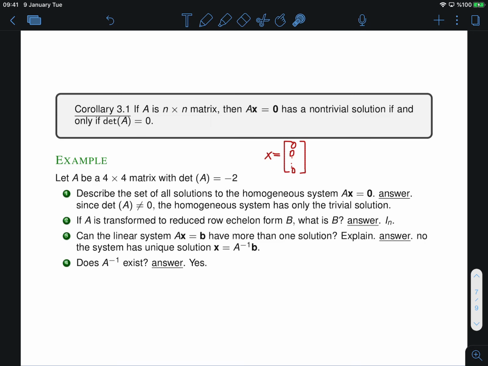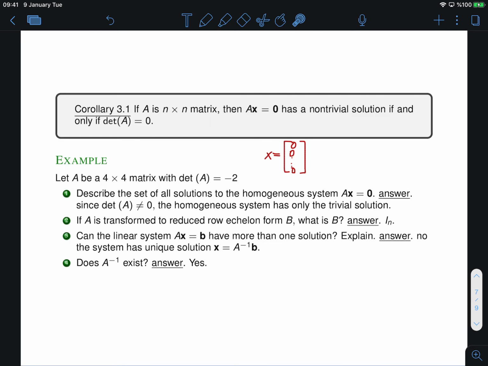So this is a theoretical example. Suppose the determinant of A is minus 2. The minus 2 has no importance here; the only important thing is that it is not 0. So describe the set of all solutions to the homogeneous system Ax equals 0.